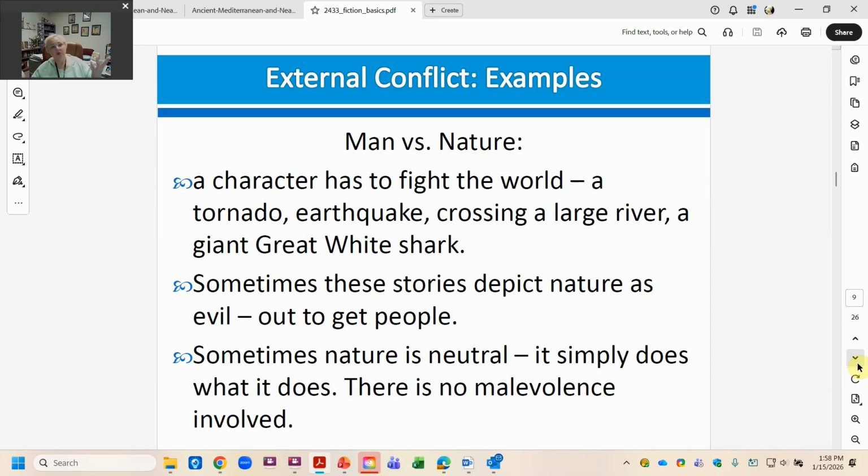If the tornado is sentient and targeting, right, then that is man versus nature, where it is malevolent. So again, realize that that's a different way you can even have more in-depth analysis, saying, yeah, this is nature where it's really out to get us. It's putting us in our place, right?